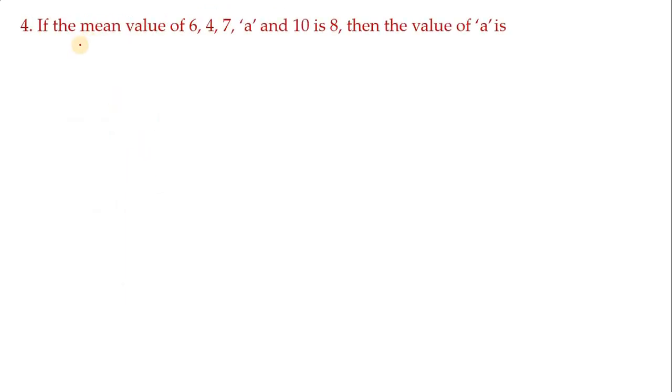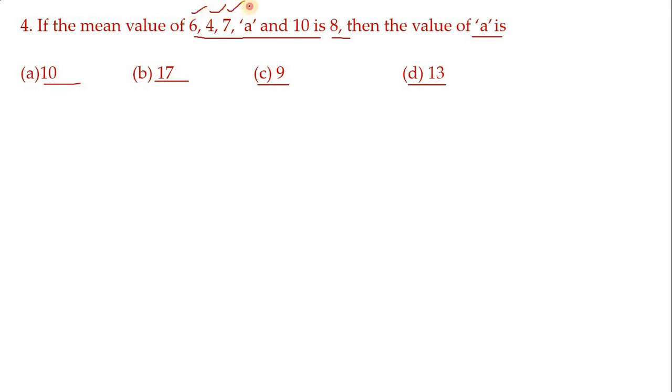Move to the next one, children. If the mean value of 6, 4, 7, A and 10 is 8, then the value of A is, options are 10, 17, 9 and 13. Children, first of all understand the problem. See here, they have given a few scores. So 6 is there, 4 is there, 7 is there, A is there. The A value we want to find. We don't know what the value of A is.